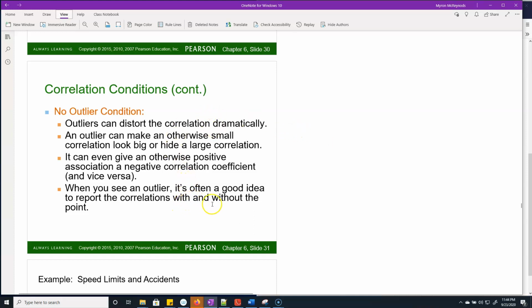When you see an outlier, it's often a good idea to report the correlations with and without the point. Or maybe even look into why that outlier is there and possibly discard that point. There could have been an error in the data, a misreading or something, or if it was some sort of performance, somebody might have cheated, something like that.